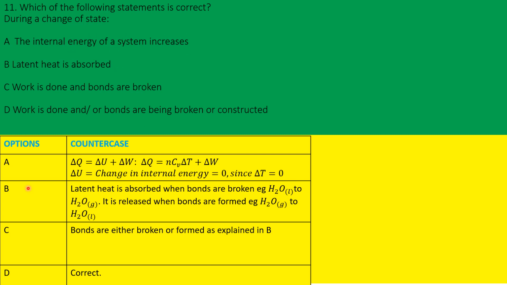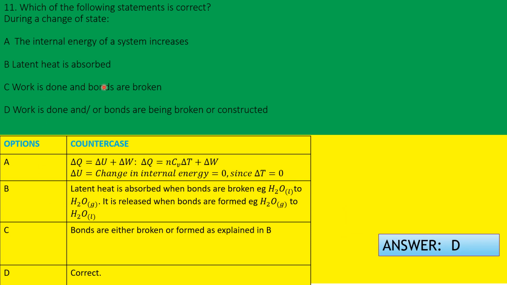During a change of state, all right, so the internal energy of a system increases. Not necessarily. Well, that's actually wrong for change of state, because if we have dq equals du plus dw, dq will be ncv delta t. So for change of state, the change in temperature is actually 0, right? Temperature is constant, so delta t here is actually 0. So we have just dq equals dw. So option A is not correct. The internal energy of the system does not even change. So du is actually 0. So yeah, A is off.